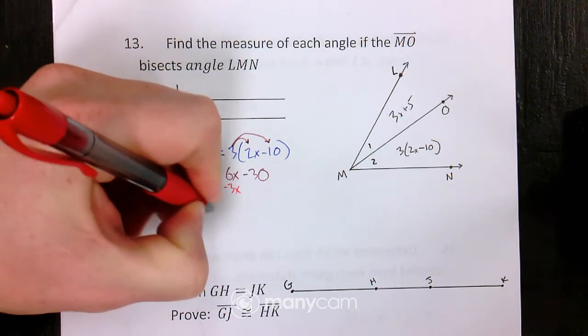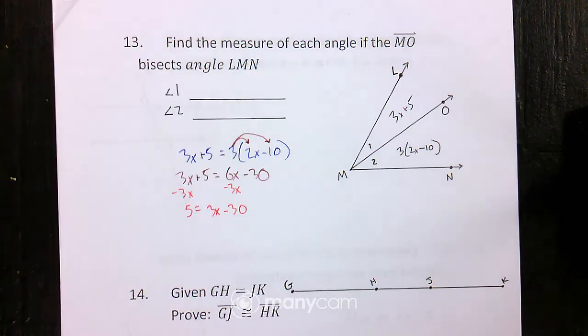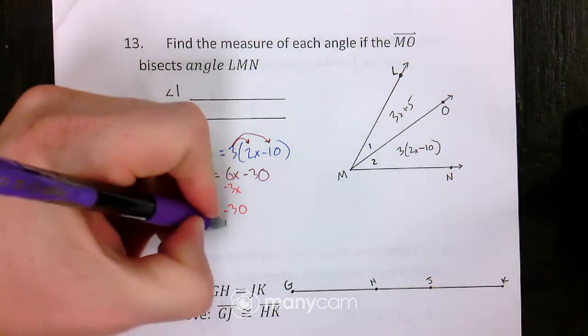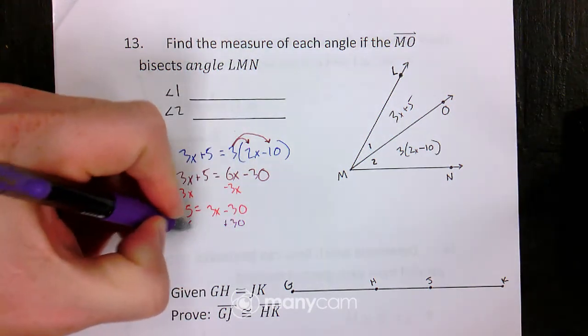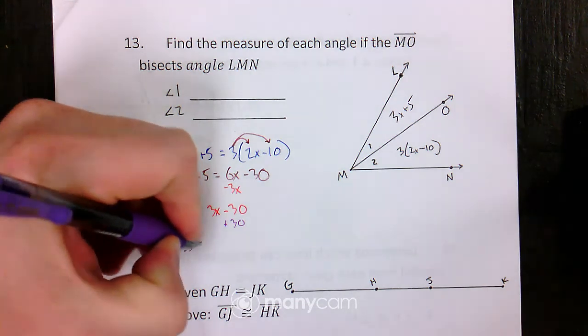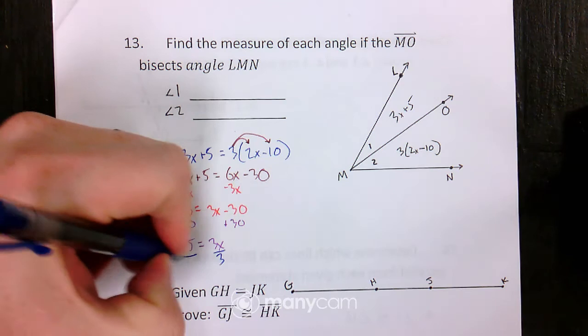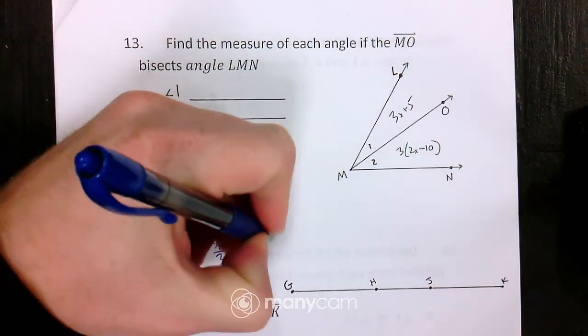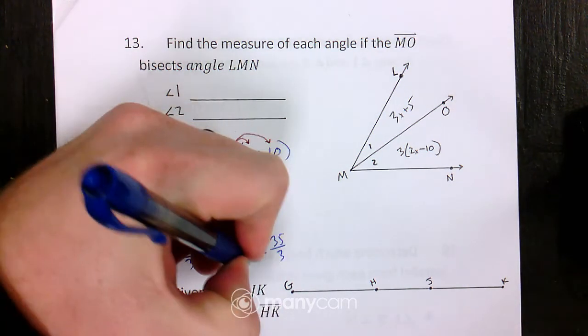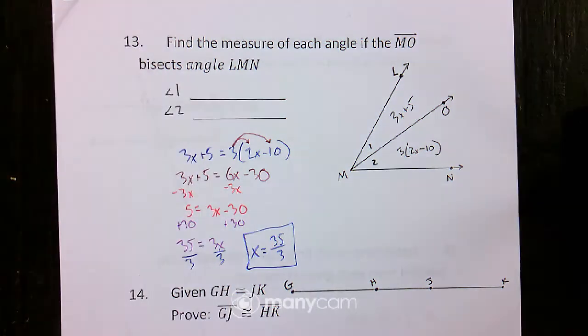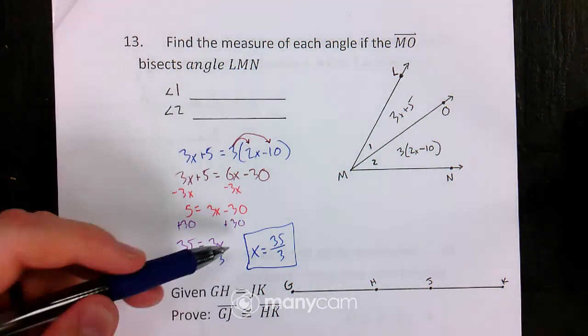Gives me 5 equals 3x minus 30. Then I take 30 and add it to both sides. So I get 35 equals 3x. Divide both sides by 3. X equals 35 over 3. Yes, you may get a fraction now and again, and that's okay. But that's not my answer.